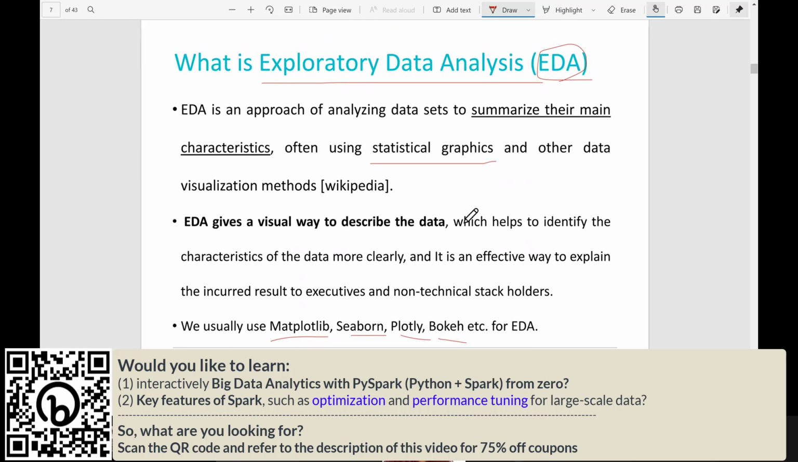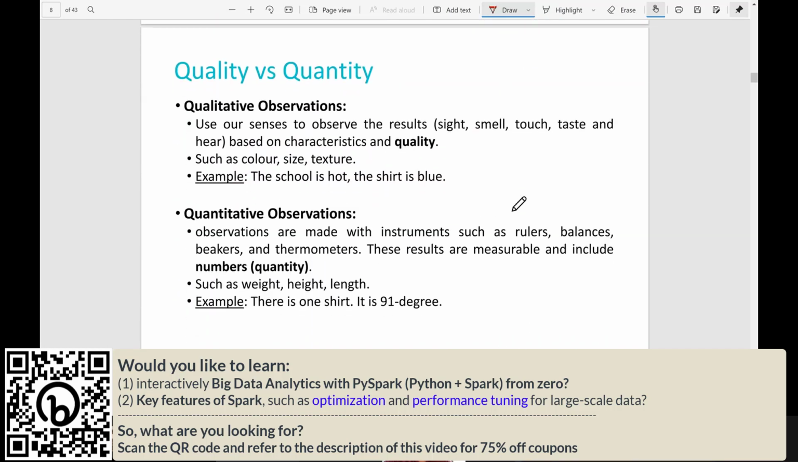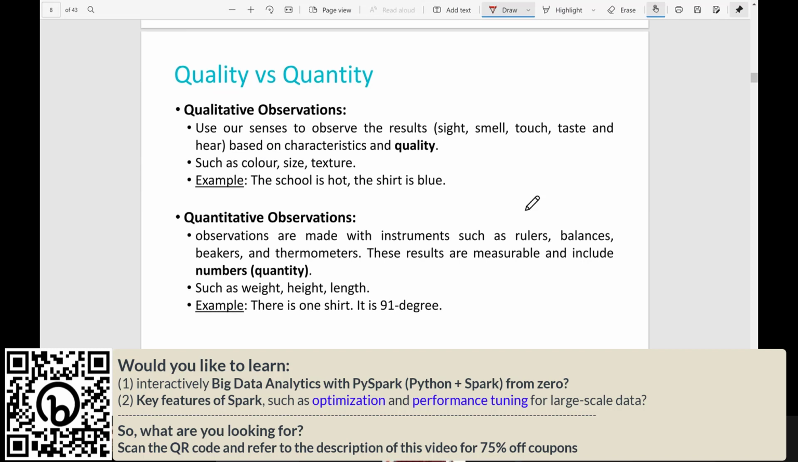So yeah, let's move on. Before any analysis, we need to understand what sort of data we do have. So we usually have two types of data: qualitative data and quantitative data.